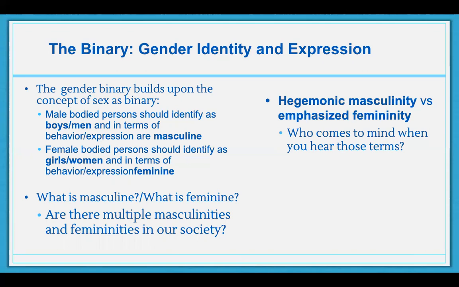So the common expectation in society is that male-bodied persons should identify as boys, later as men, and then in terms of their behavior and expression, we refer to that as being masculine. And that female-bodied persons should identify as girls, then later women. And in terms of their behavior and expression, they should identify as feminine. So masculine and feminine are the terms that we use when we are speaking about gender expression, while boys, men, girls, women, these are the cisgender terms that we use when we are talking about gender identity.